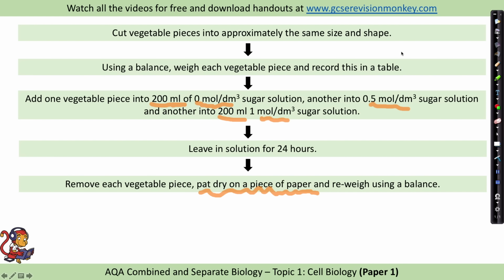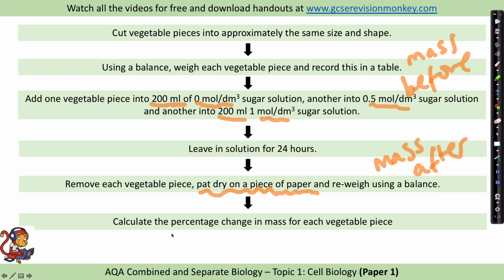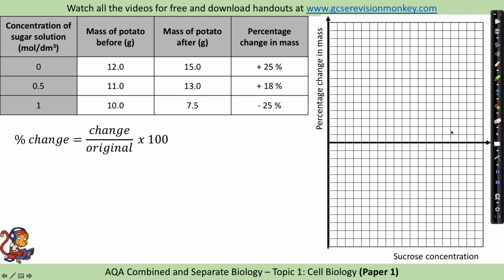So if here you've measured the mass before, and here you've measured the mass after, we can calculate whether it's got an increase in mass or a decrease in mass. And then we'll use those values to calculate the percentage change in mass for each vegetable piece. So you might get results that look a little bit like this.